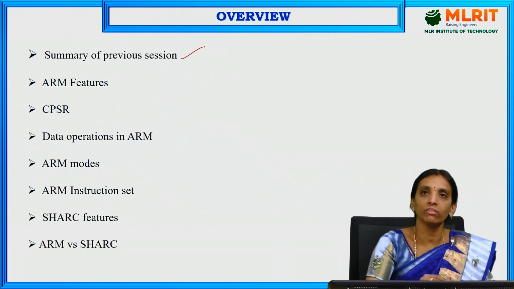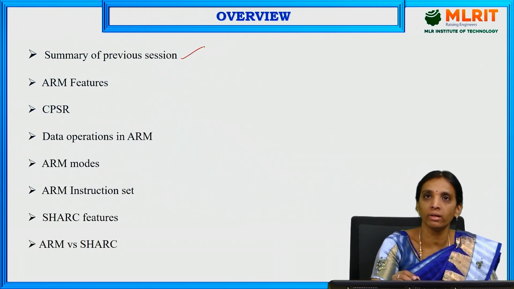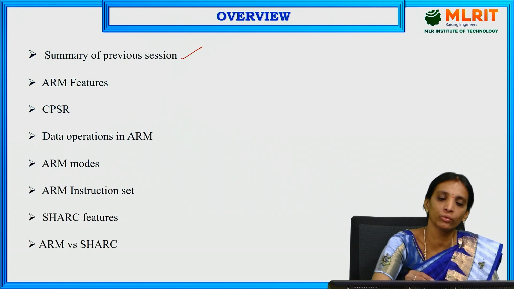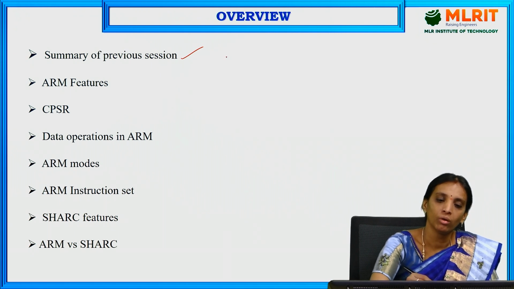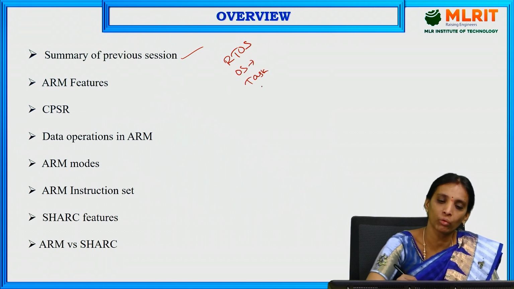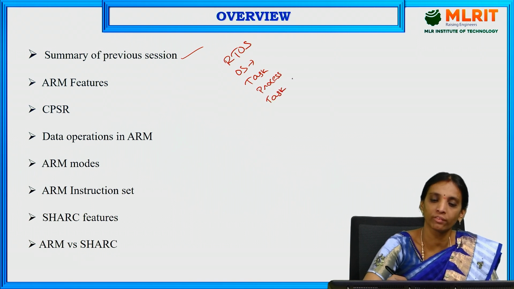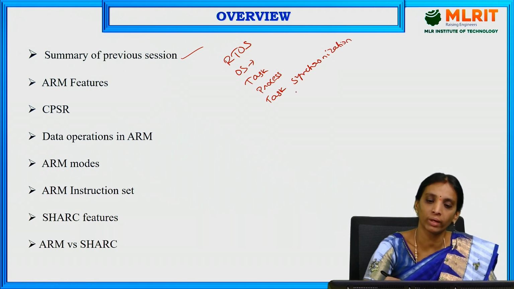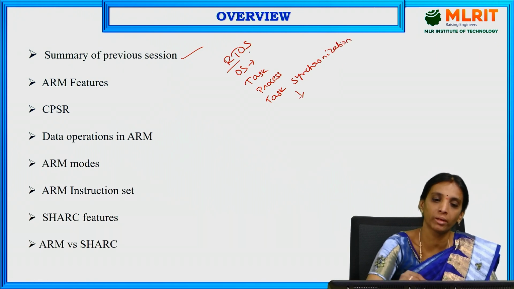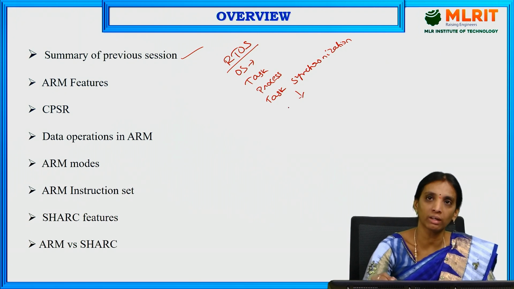In the previous session, we have completed our fourth unit. In the fourth unit, we have discussed what a real-time operating system is. What is the operating system? What is the task, process? How can we achieve task synchronization? What are the different types of functions done by the real-time operating system for enabling the task synchronization?